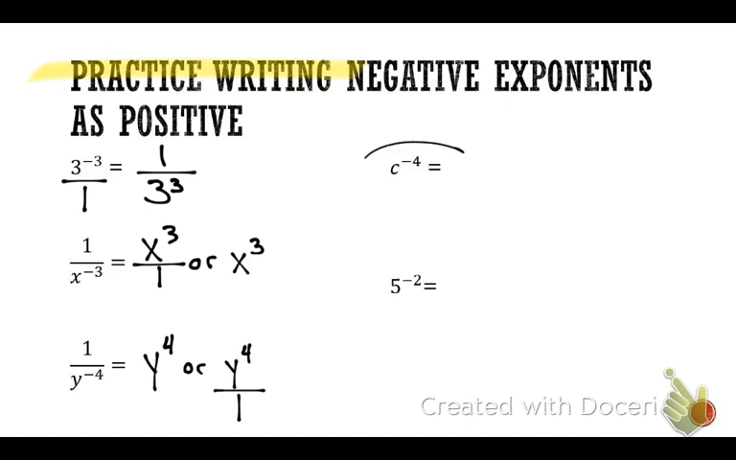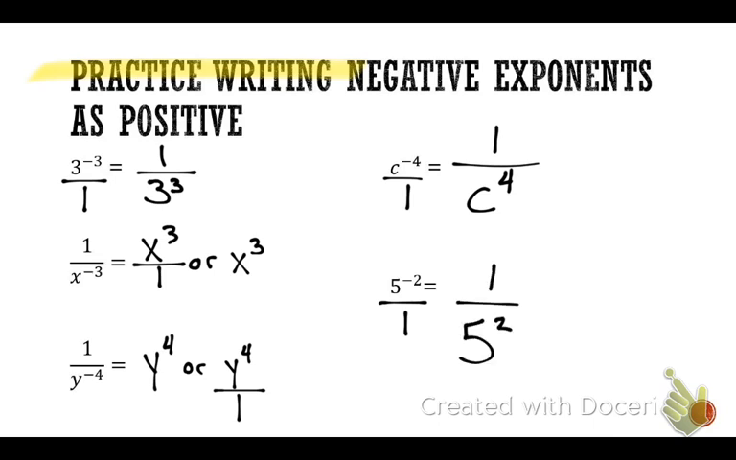Now I want you to try these last two. Same thing. All we're doing is practicing writing the negative exponents as positive, and we understand that we can do that by moving it to the other side of the fraction. We know that if there's no fraction here, it's actually over 1. It would be helpful for you to write that, at least until you get the hang of this concept. So if it's in the numerator, my rule says I can write it in the denominator to make it positive. So it's going to be 1 over 5 squared. Any questions on that?